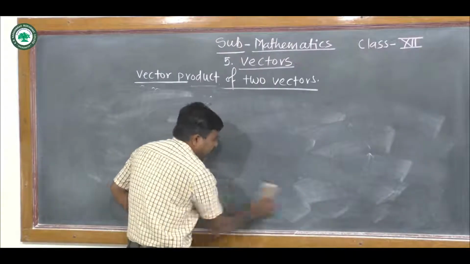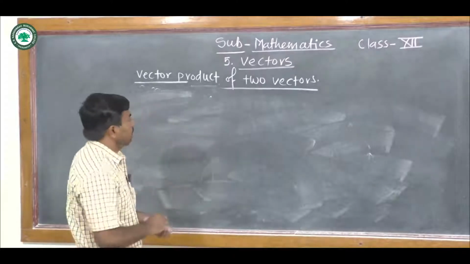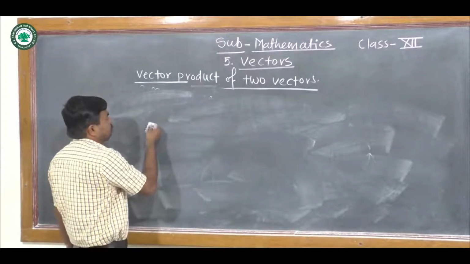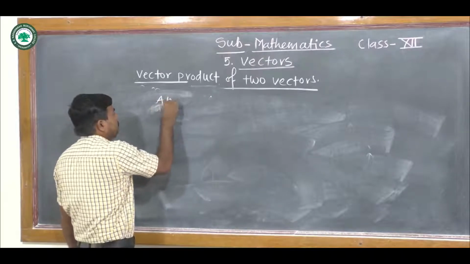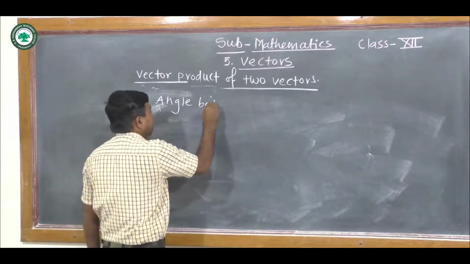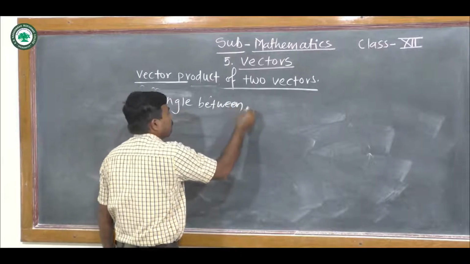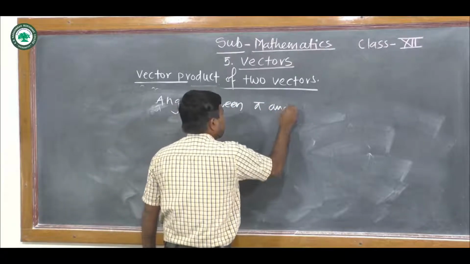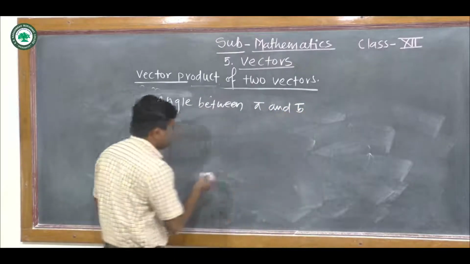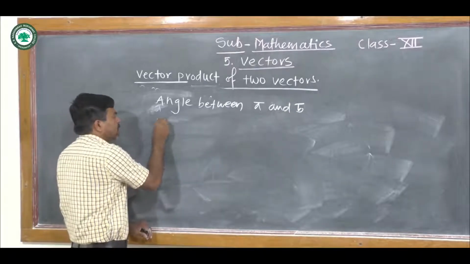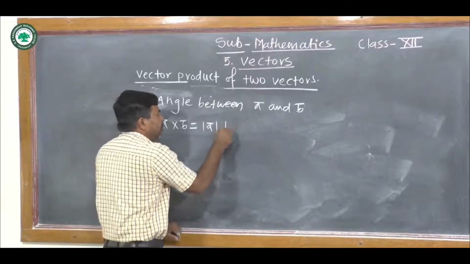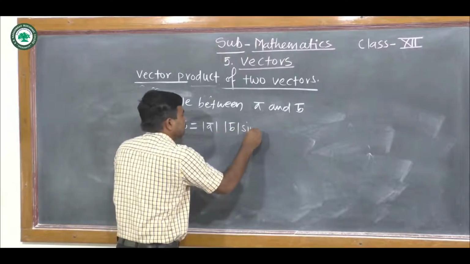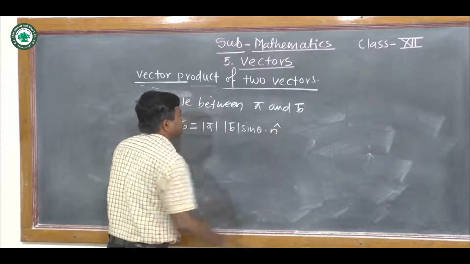See, we know that by the definition of vector product, the angle between A bar and B bar. We have the definition of A bar cross B bar. A bar cross B bar is equal to magnitude of vector A into magnitude of vector B into sine theta into n cap.